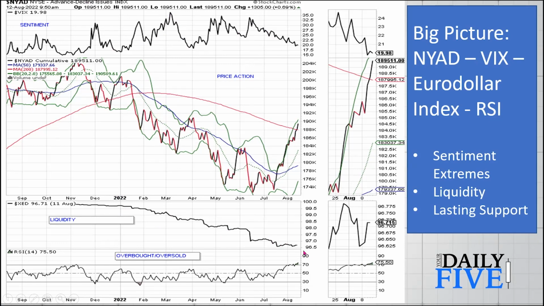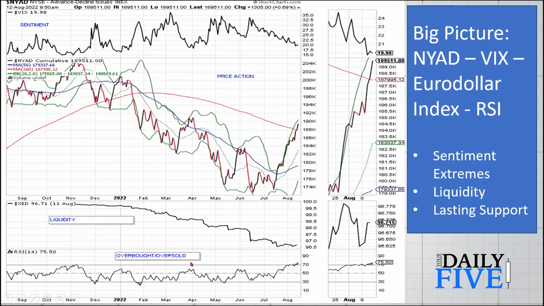So what's happened lately? Well, the liquidity has stabilized. You can see here that the Eurodollar index is essentially bottoming out. VIX has collapsed. Bullish sentiment has returned. The market has rallied. One last thing I want to look at here is the RSI indicator.